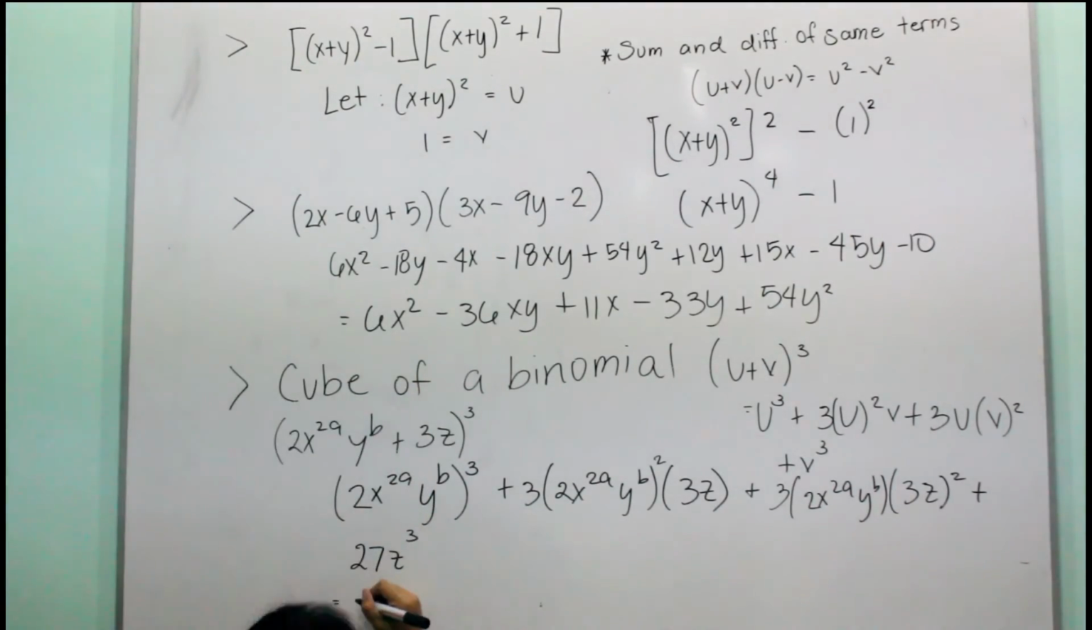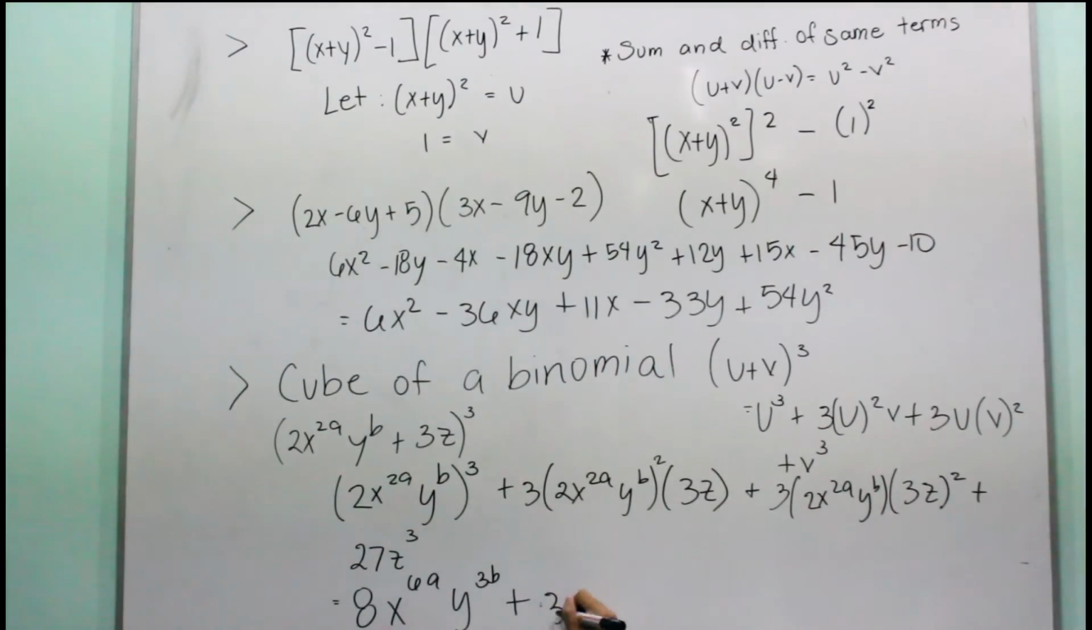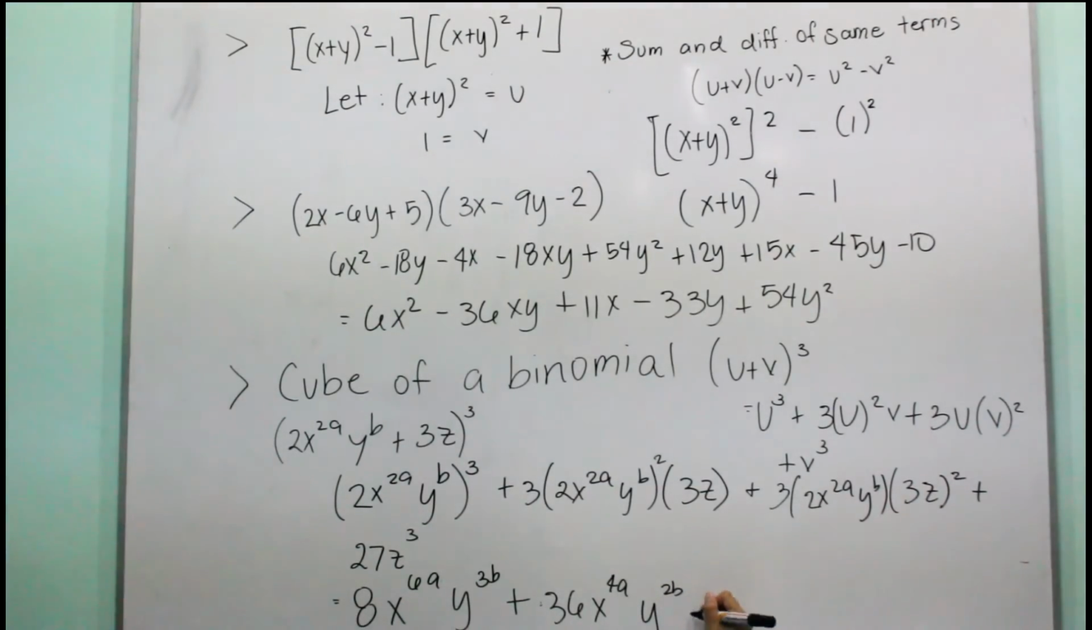So our answer would be 8x raised to 6a, y raised to 3b, plus 36x raised to 4a, y raised to 2b, z, plus 54x raised to 2a, y raised to b, and z squared, plus 27z cubed.